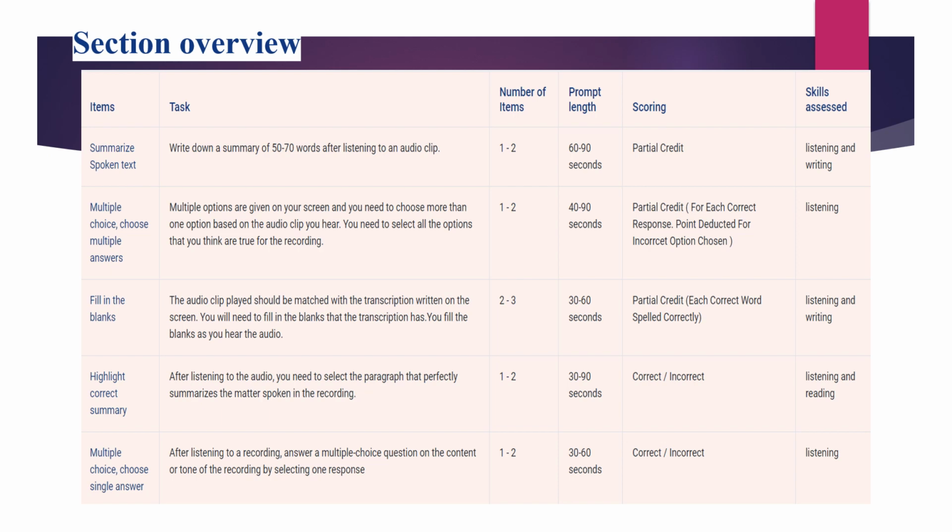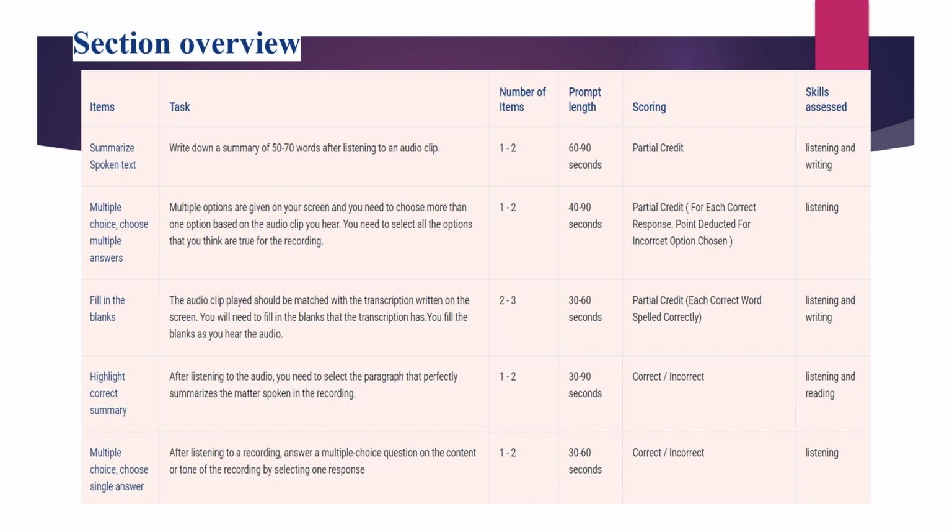So the number of questions will be 1 to 2 and the prompt length can be from 40 to 90 seconds. For each correct response, you will get plus one and a point is deducted for an incorrect option. Your listening skill will be assessed in this question.